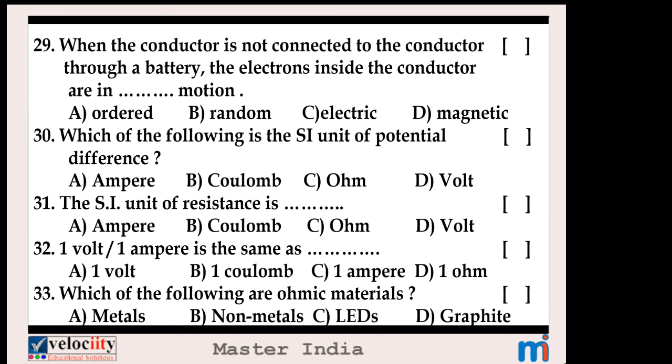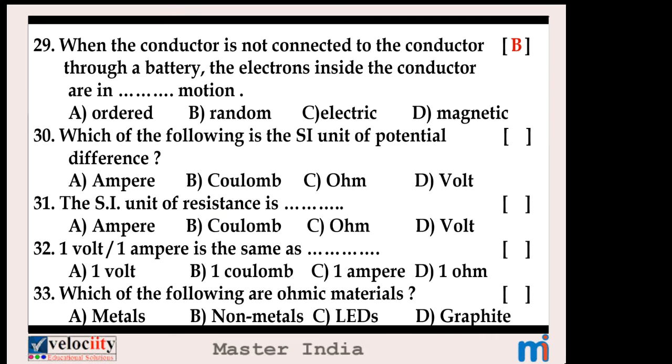29. When the conductor is not connected to a battery, the electrons inside the conductor are in dash motion. A. Ordered, B. Random, C. Electric, D. Magnetic. Option B. Random.